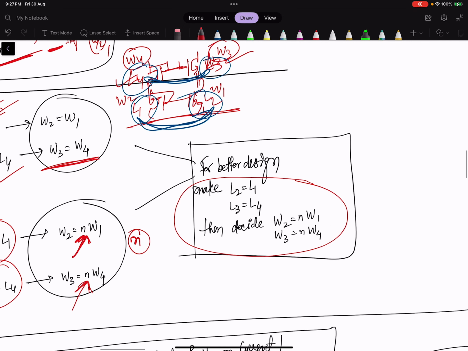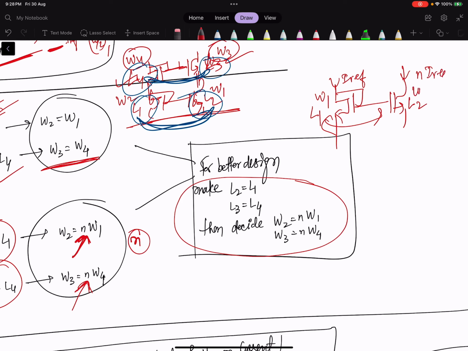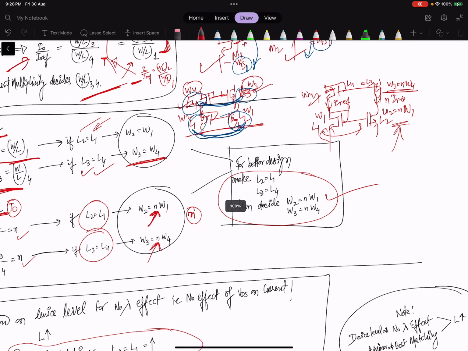So what we have learned here is simply how to design in the actual world. L1 and L2 are made the same. Then if W1 is this and IREF is this, if we want n times IREF, then W2 is equal to n times W1. This is a simple thing. Similarly for the Cascode one, W3 is equal to n times W4, knowing that L4 is equal to L3. So this is what I have mentioned here.